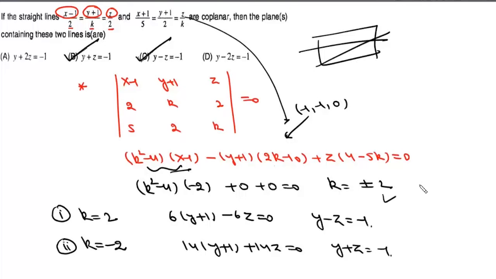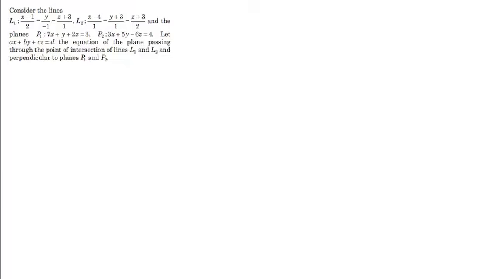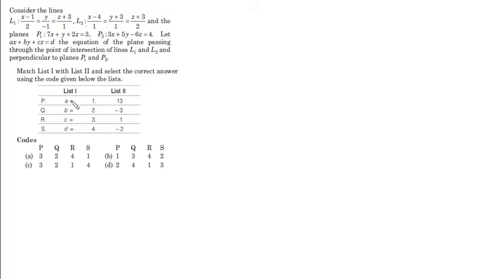So here we have values of k, and we also have the equation of planes. Now the question is, we are given two lines L1 and L2, and we are also given two planes P1 and P2. It says let ax plus by plus cz equals d be the equation of the plane passing through the point of intersection of lines L1 and L2 and perpendicular to planes P1 and P2. Then we need to match the values of a, b, c and d.